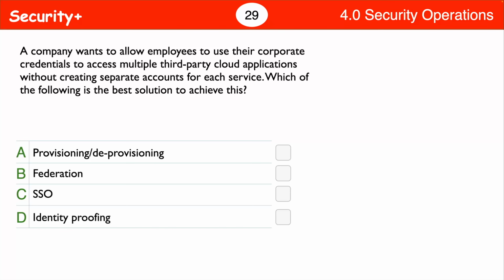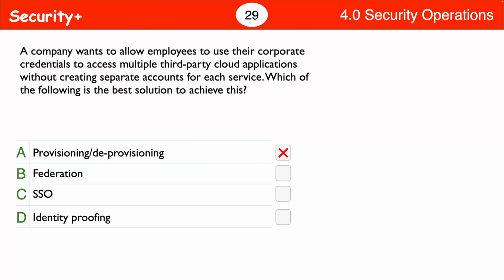All right, so let's take a look at the key phrase for this one. I would say the phrase here is going to be access multiple third-party cloud applications. So the question is asking for a solution that allows you to use a single username or password across multiple third-party applications. And third-party is the key to get this one right, by the way. So let's go ahead and go through the process of elimination. And we can start by eliminating A right off the bat. Provisioning/deprovisioning is the process where accounts are created or removed from the environment, but it does not enable authentication methods.